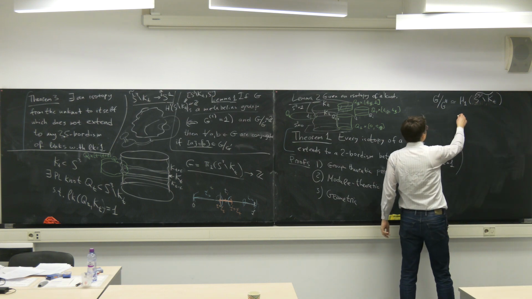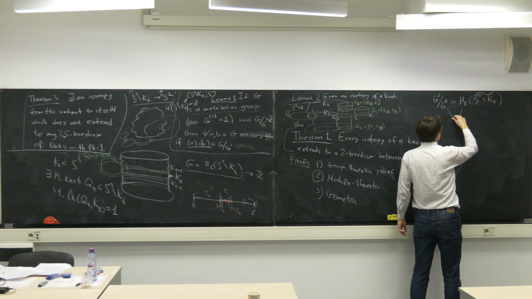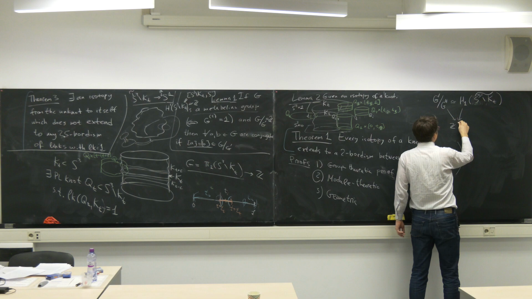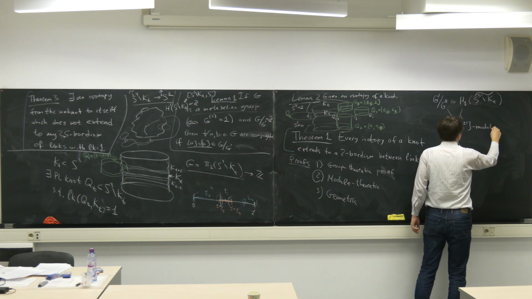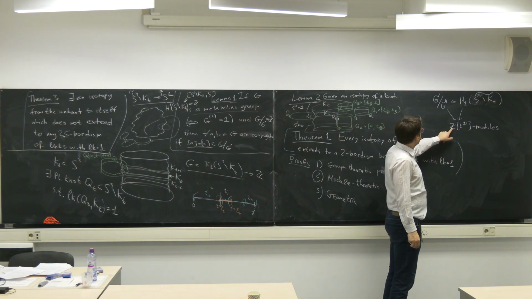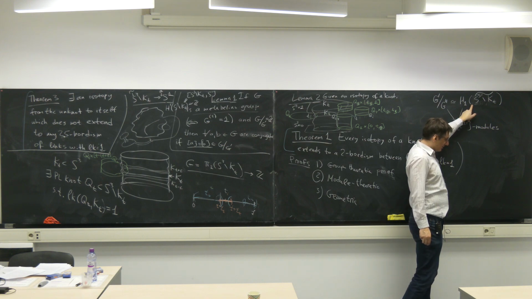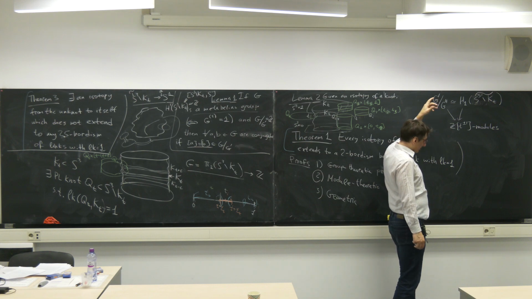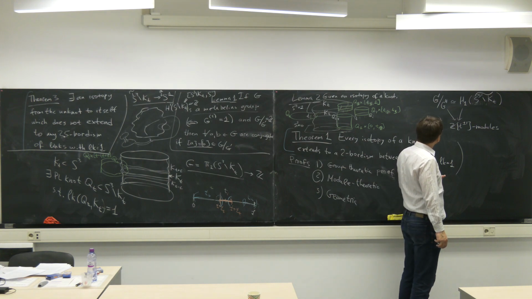And there is an action of Z. So both of these abelian groups are modules over the ring Z[t, t^-1]. The action of this Z is just by multiplying. We can multiply a cycle by an integer and we again get a cycle. And here we can multiply any element of an abelian group by an integer and we again get an element of this abelian group.